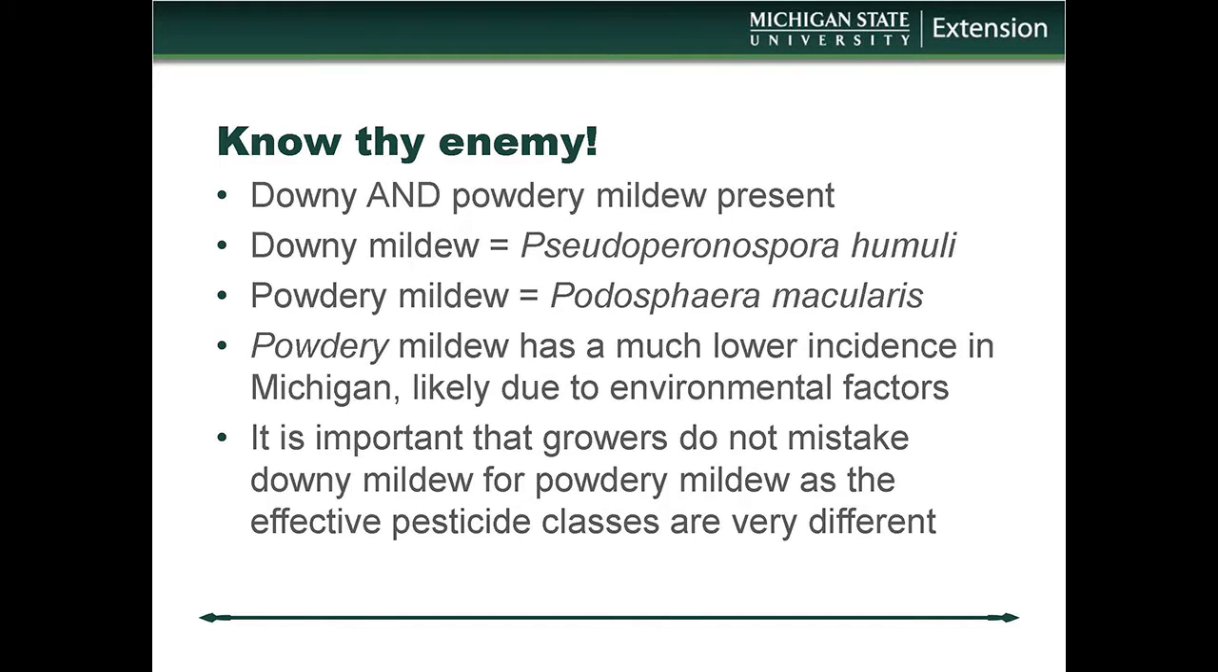So just a little bit about that, we do have 2 pathogens, downy and powdery. They look a lot different though. Downy's dark, it's on the underside of the leaf. Powdery's white, it's got circular lesions, and it's on the upper leaf surface.